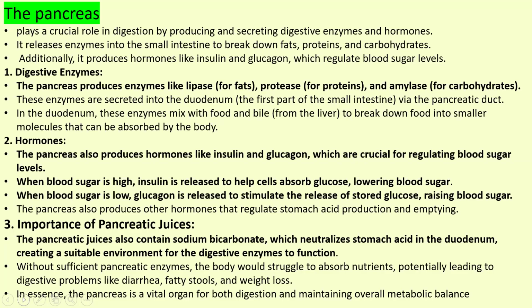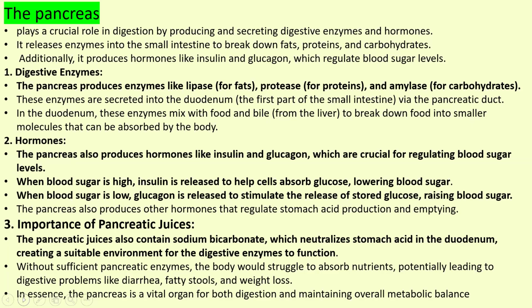In GI tract part 2, I have explained 20 types of enzymes involved in digestion of food. So kindly watch that GI tract part 2 video. The pancreas helps in releasing enzymes into the small intestine, helping in digestion of fats, proteins, and carbohydrates. Additionally, it produces hormones like insulin and glucagon.